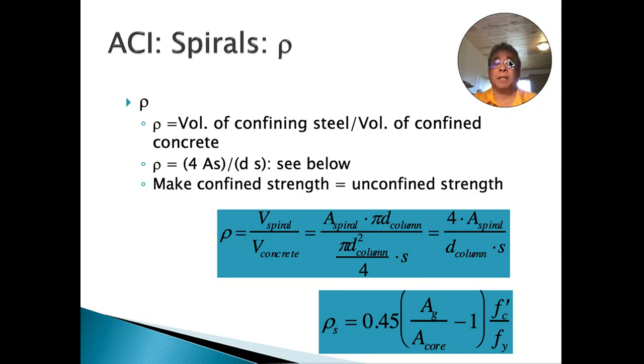Okay. The volume of the column in that spacing is just the area, pi d squared over 4, times the height, the space, and there you go. Okay, so that's the volume. That's the ratio.